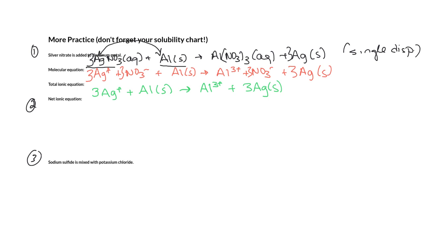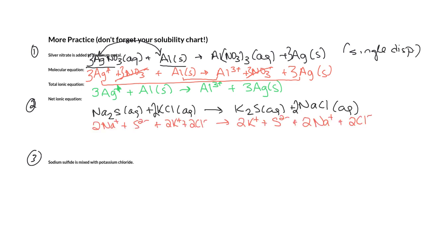Going to the total ionic equation, I notice that there's nitrates on both sides that are completely unchanged, but the aluminum and the silver both change. Yes, they're both silver and aluminum, but their charges are different. So in my net ionic equation, I have to reflect that. Silver changed from Ag+ to Ag0. Aluminum changed from Al3+ to Al, or from Al0 to Al3+. Let's try just a couple more. Pause and try number two.